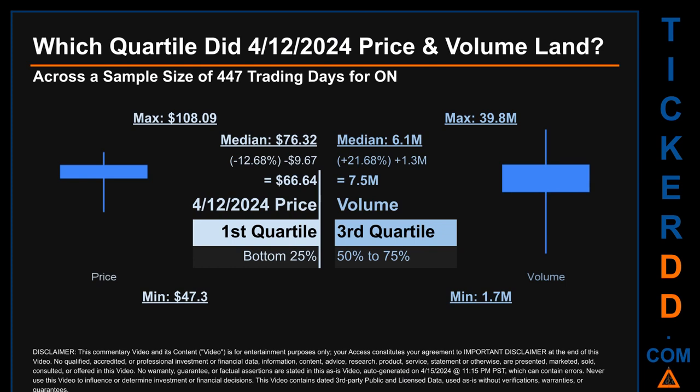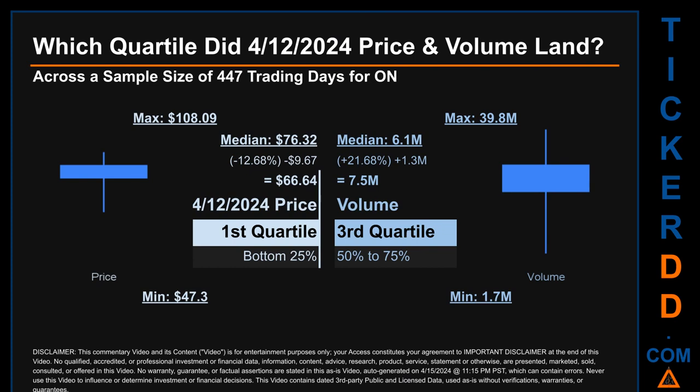The day's volume landed within the third quartile, that is within the 50% to 75% range of all sampled daily volume, which saw a max daily volume of 39.8 million and a minimum of 1.7 million. Quartiles tell us about the spread of a data set by breaking that data set into quarters, just like how the median breaks the set into half.